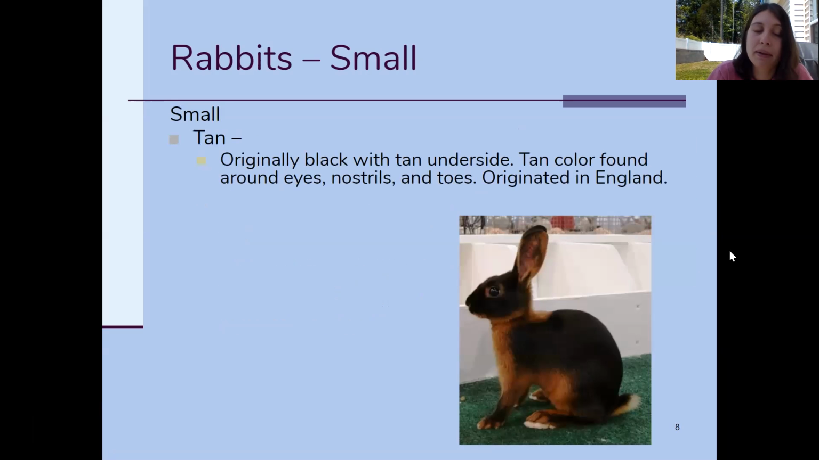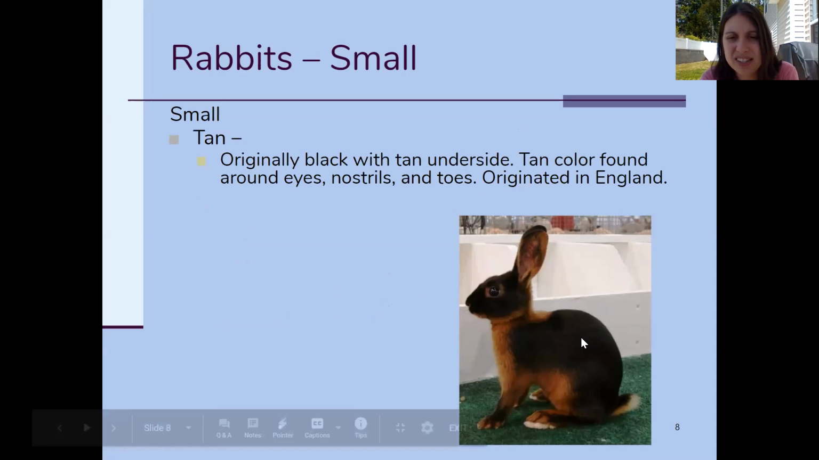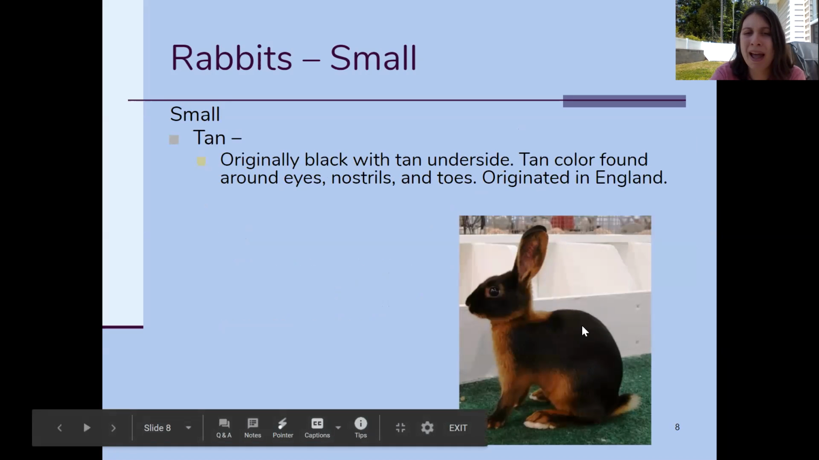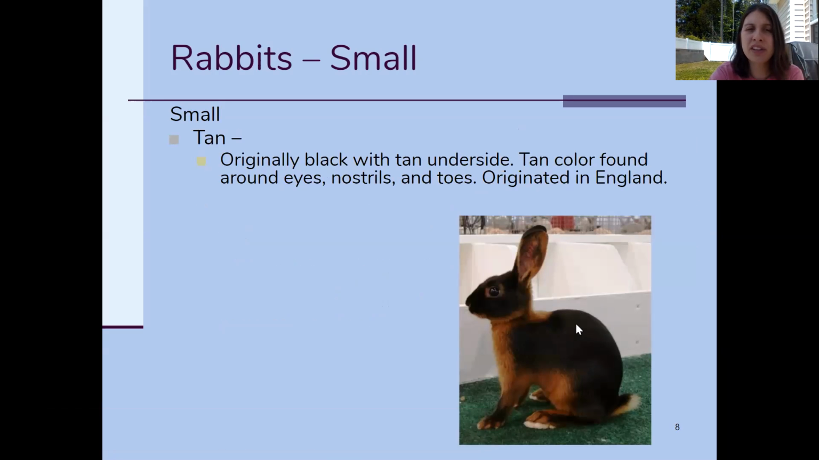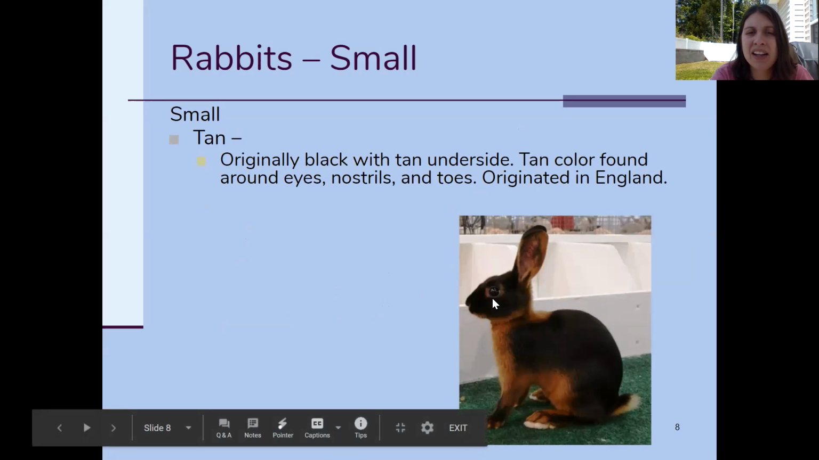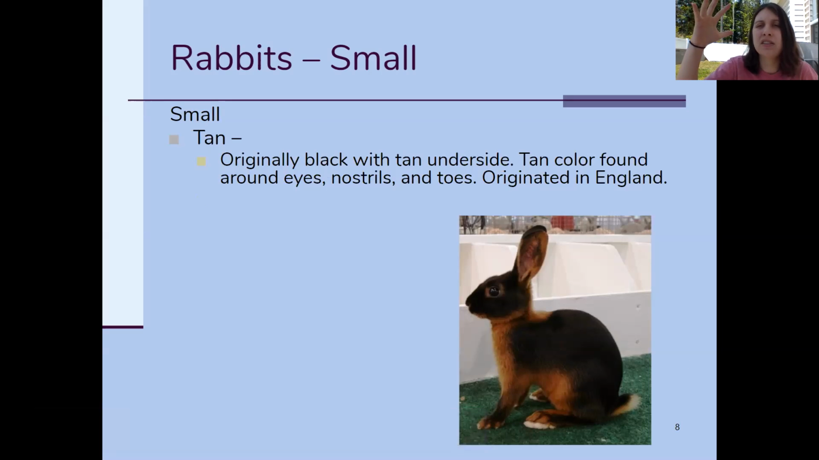The tan rabbit, bet you can't guess where they got that name. The tan rabbit was originally black with just a tan underside. It's kind of hard to see in the picture, but they are darker along the back, and the closer you get to their underside, it turns into this brown color. You'll find the tan color primarily around their eyes, their nose, definitely in their toes, but they're like this little ombre rabbit, where they start out dark, and then the further you move from their back to their front, they start lightening up a bit.